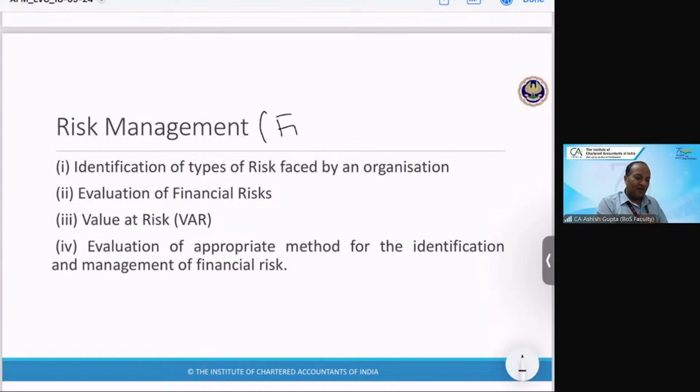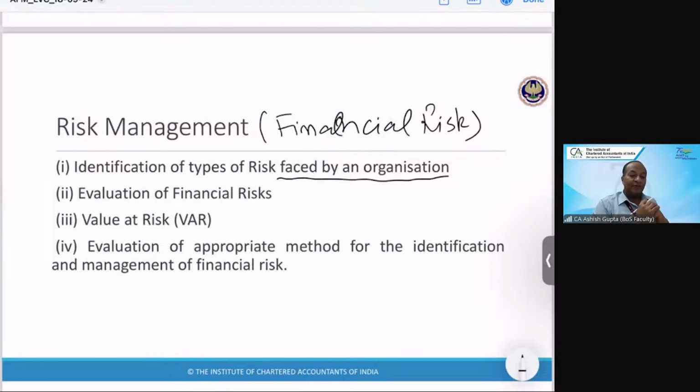Here, we shall consider financial risk only, because we are concerned with the paper of financial management. So we shall concentrate on the various kinds of financial risk. Of course, we have started our chapter with the various types of risk that are faced by an organization.